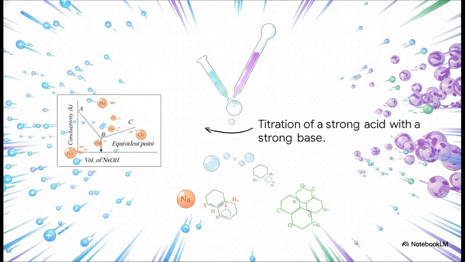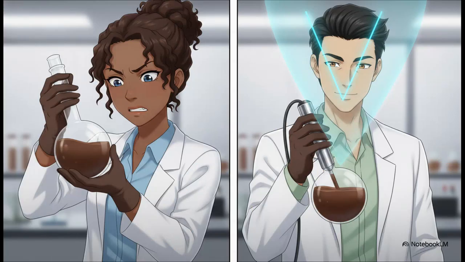But as we add the base, those speedy hydrogen ions react to form water, and they get replaced by much slower sodium ions. This causes the conductivity to absolutely plummet down to an equivalence point where only sodium chloride remains. If we keep adding the base after that, the conductivity naturally rises again because we're introducing an excess of new hydroxide ions.